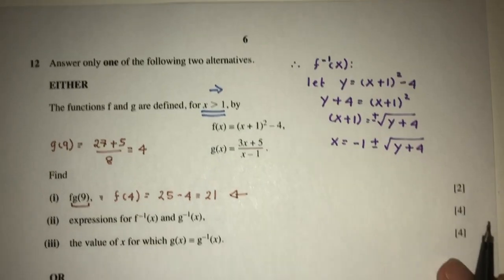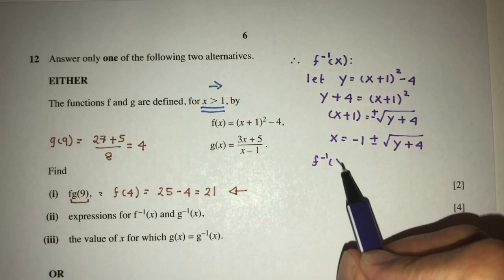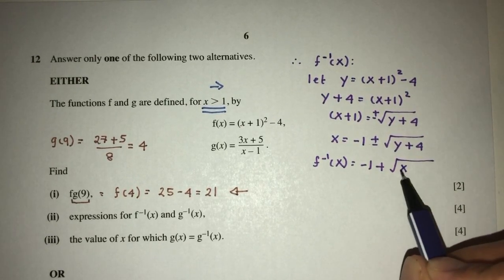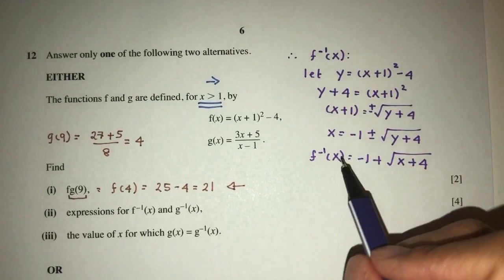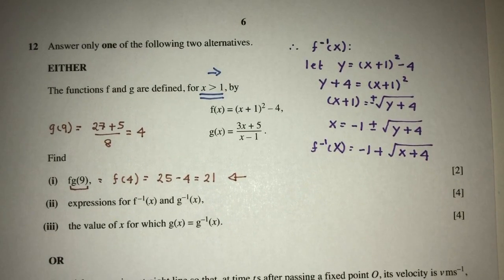Now of course the inverse is in terms of x, so you have to rewrite this in terms of x. That will be minus 1 plus the square root of x plus 4. We'll take the positive value for this one because of the domain defined. So let's move on to the next one.